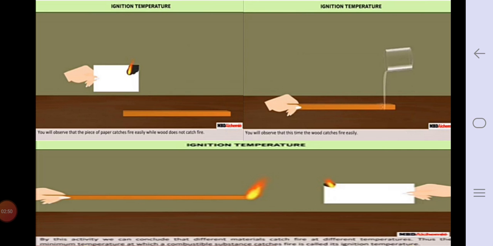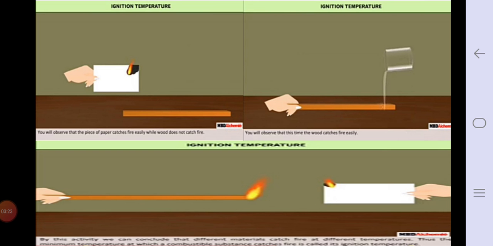So you might have seen in the villages when we are using chulas, when we put wood in the chula and it doesn't catch fire quickly, we use paper, or we use kerosene to burn it, or to catch the fire easily we add such things to the wood in our chulas. So this is the reason why it does not catch fire. We'll understand here today. Paper can easily catch fire, but a wooden stick cannot catch fire easily.